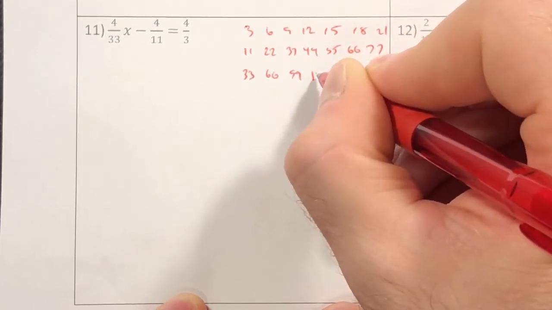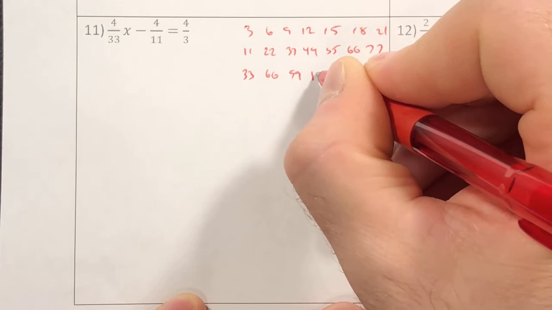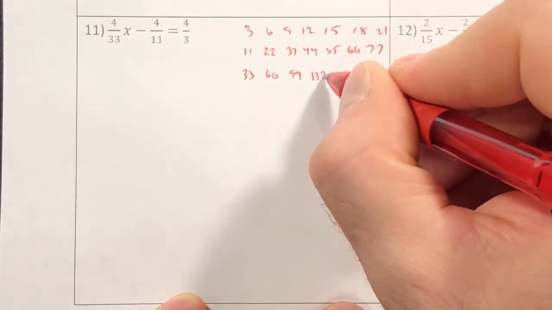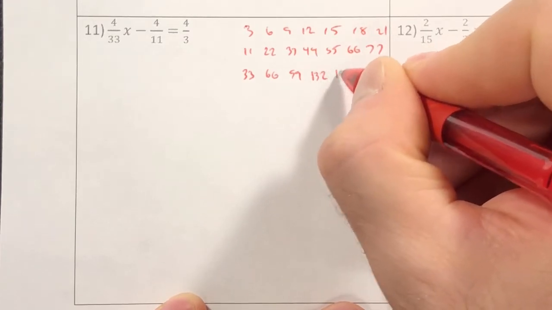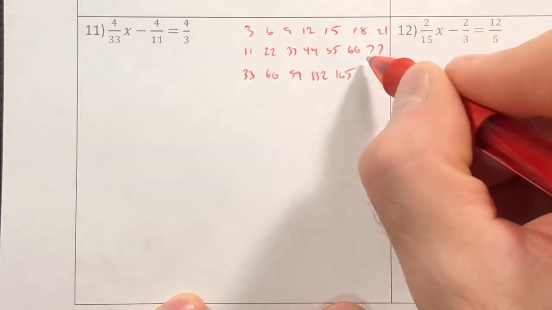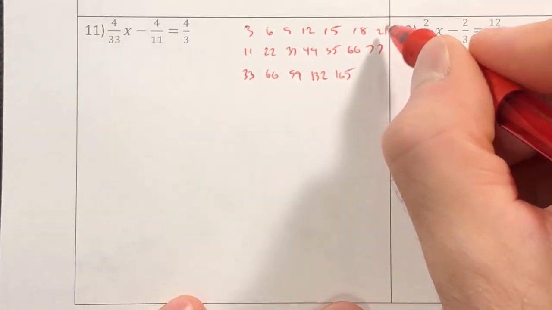Plus 30 is going to be 132. I don't know why that was so difficult to do. 135, 165. And I really don't want to go any higher with the 33s because I notice the 11s are going pretty high, but I don't have anything in the 3s just yet.